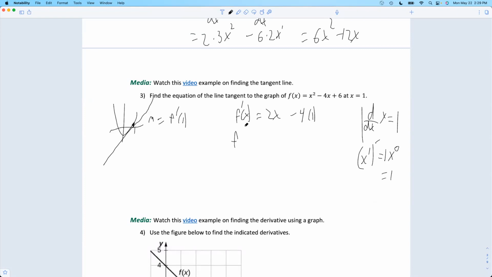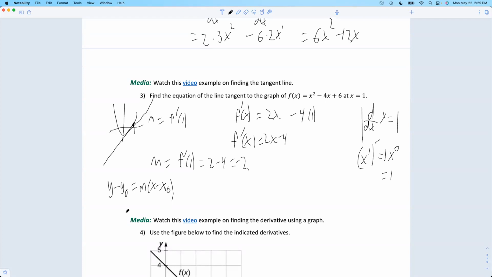So my derivative function is 2x minus 4. So my slope of my tangent line will be f prime evaluated at x equals 1. That'd be 2 minus 4. That's negative 2. Now I'm going to write this. It doesn't tell me what form. I'm going to write this equation in point slope form because that's the least amount of work. I know an x value and I know my slope. I just got to find my y value.